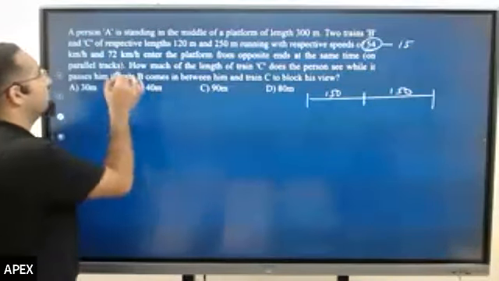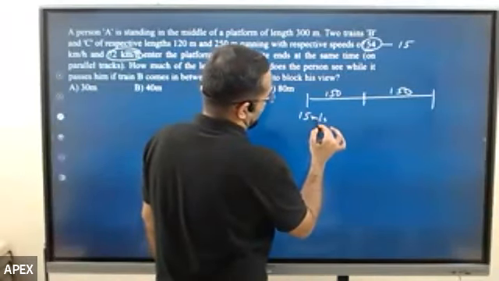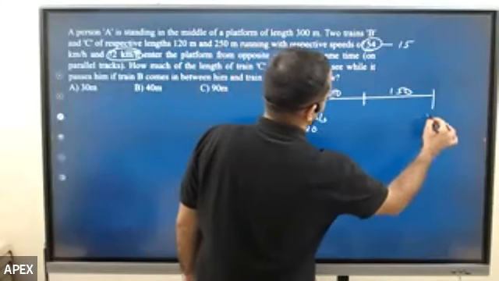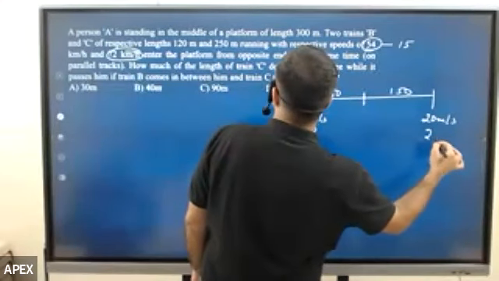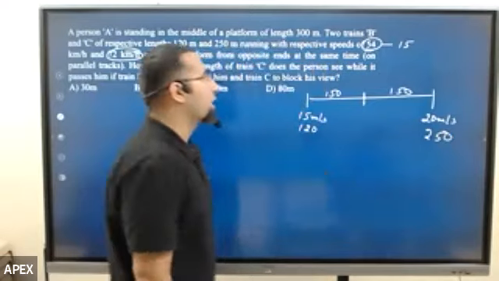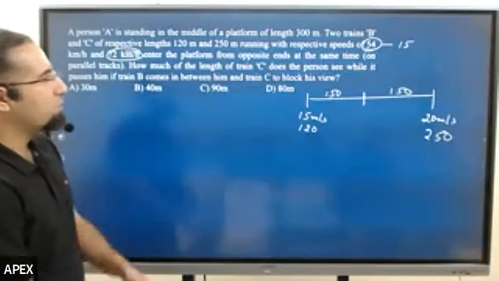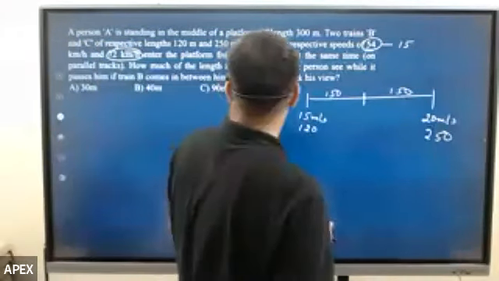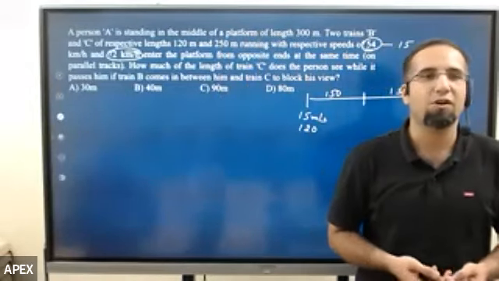72 kilometers an hour is 18 into 4, that is 20 meters per second. So let's assume that this is the 15 meters per second train and the length is 120, and this is the 20 meters per second train and the length is 250. Now the question says they enter from the opposite ends at the same time. How much of the length of C does the person see while it passes him if train B comes in between? So what is there not to imagine in the situation?